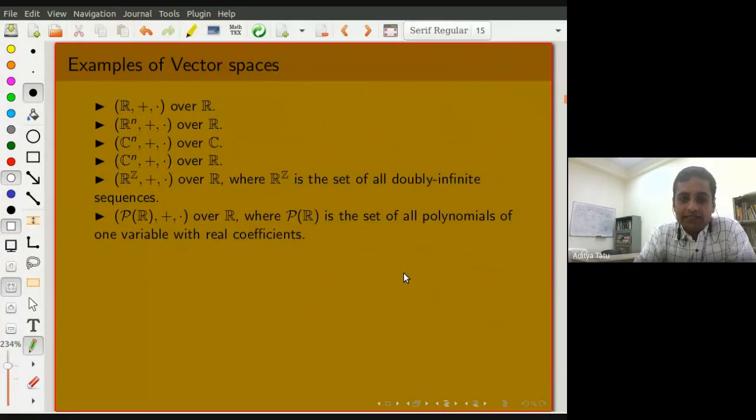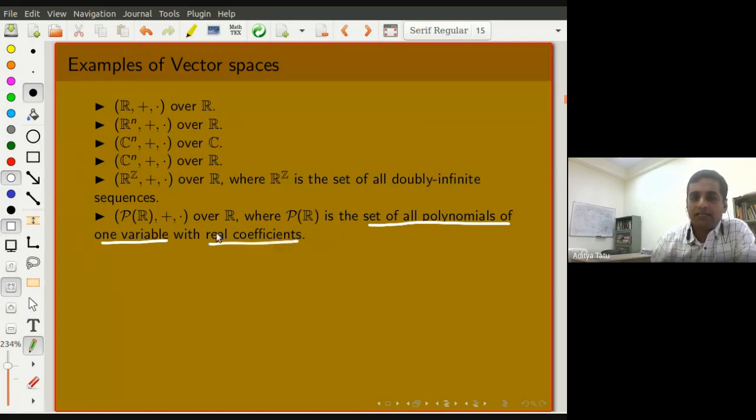Okay, so next example. Again, as far as vectors are concerned, this is very unintuitive to all of us. The set of all polynomials of one variable with real coefficients again forms a vector space over the field R. Here, how will we define addition?